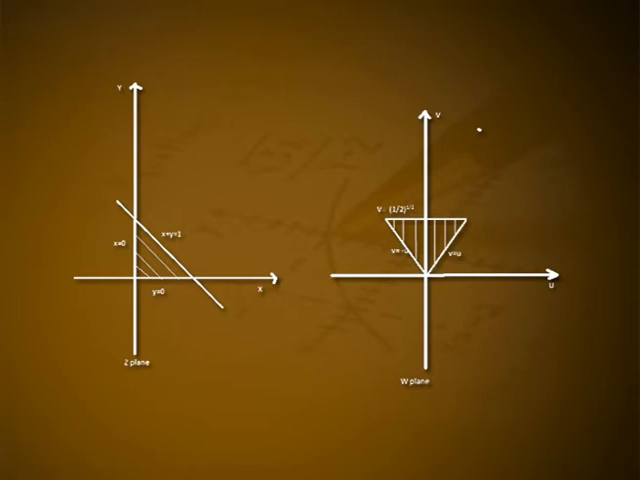The line x equal to 0 maps into u is equal to minus 1 by root 2 y and v is equal to 1 by root 2 y, or v is equal to minus u. The line y equal to 0 maps into u is equal to 1 by root 2 x, or u is equal to v. The line x plus y equal to 1 maps into v is equal to 1 by root 2.